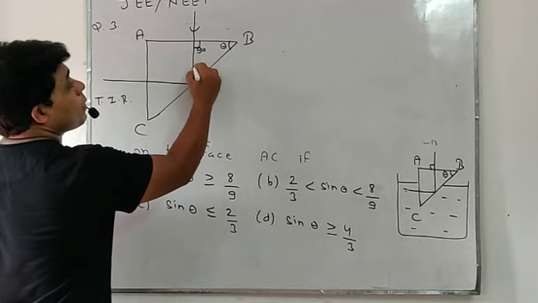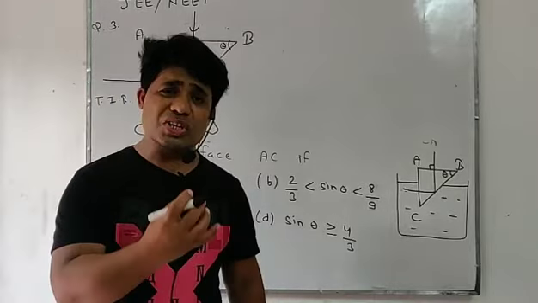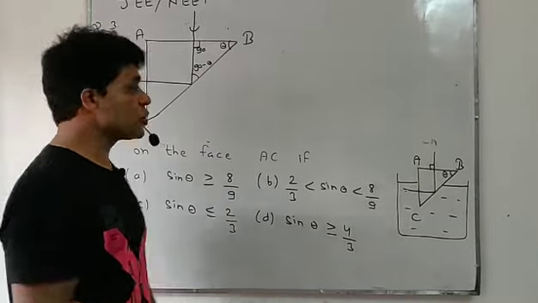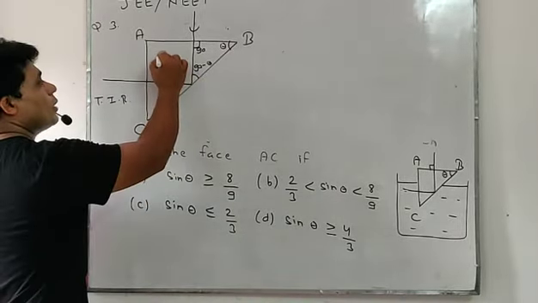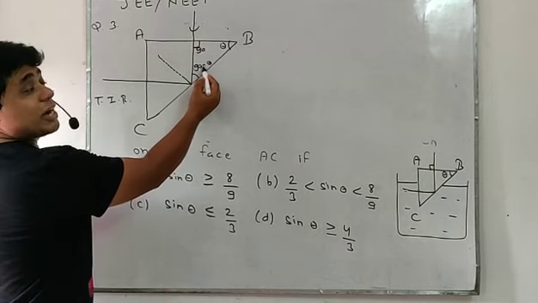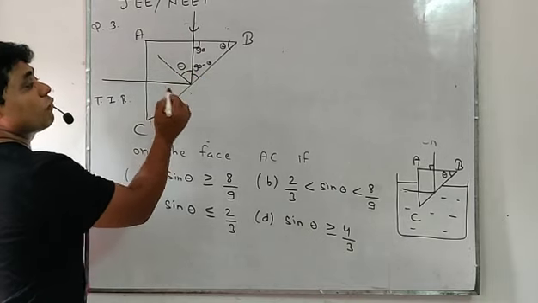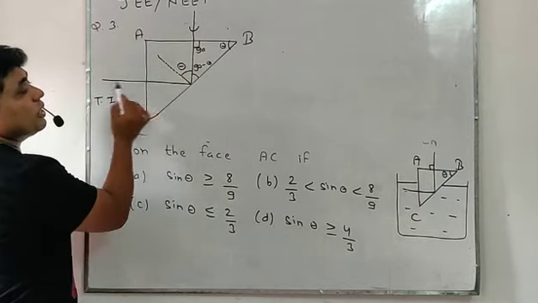So it should be 90 minus theta. Why? Because the sum of the three angles of a triangle is 180. This is the normal, and this is 90. If this is 90 minus theta, it will be theta. So this theta we have to find for which it suffers TIR.